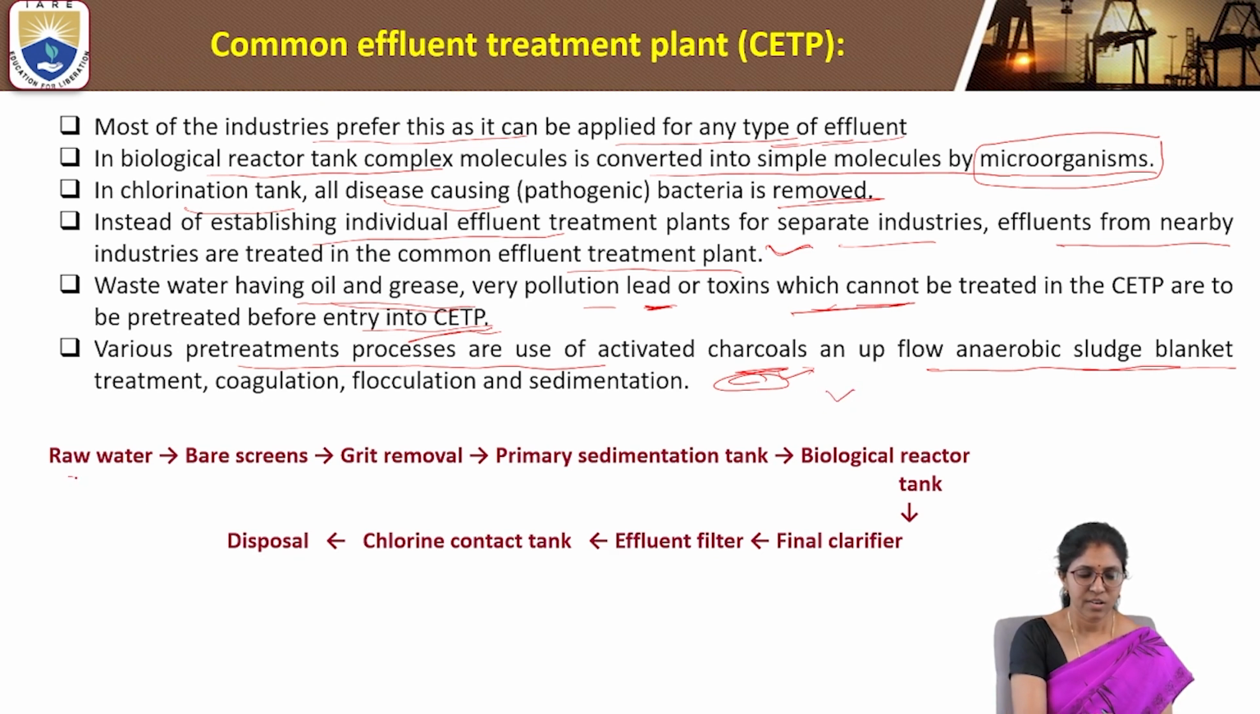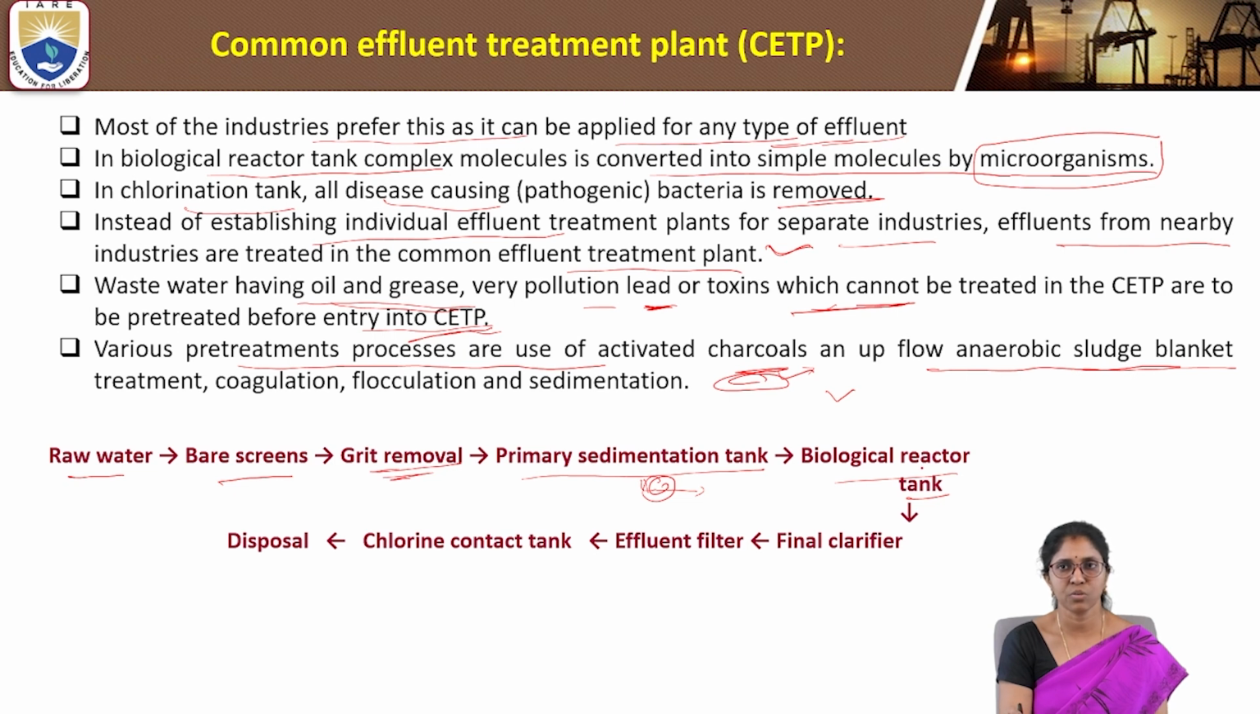In this, the raw water is passed through the bar screens to remove large particles from the water. The grit removal is used for the removal of oil and grease from the water. In the primary sedimentation tank, sedimentation of large suspended particles takes place, so we can remove the suspended matter from the water. In the biological reactor tank, complex molecules are converted into simple molecules by using microorganisms.